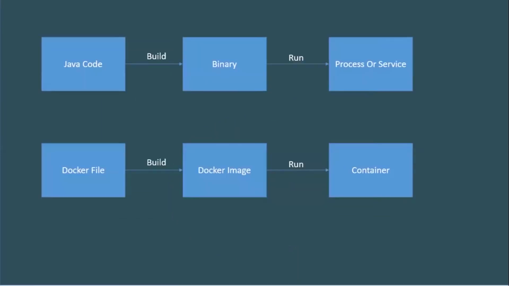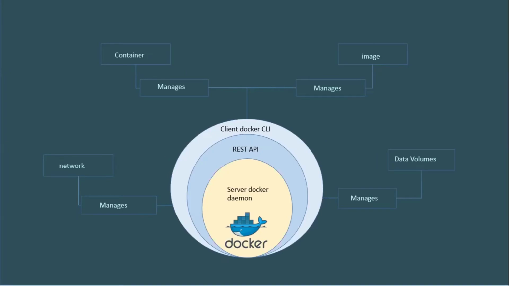Think of a scenario with Java code. You will be writing Java code. When you build the Java code, it will become a binary, right? When you run a binary, it is going to run as a service in the operating system. The same way, in Docker, there is a concept called the Dockerfile. We'll talk about that in detail. When you write the instructions in the Dockerfile and build it, it will become an image. The image can be migrated to multiple operating systems, and when you run the image, it will become a container. So you can call an image a compiled form of Docker instructions.